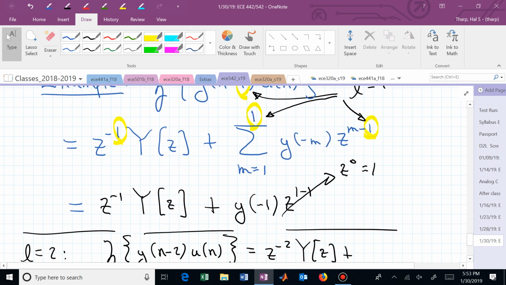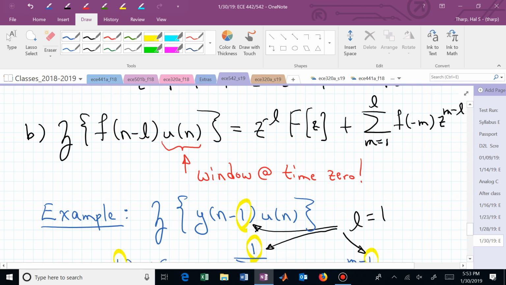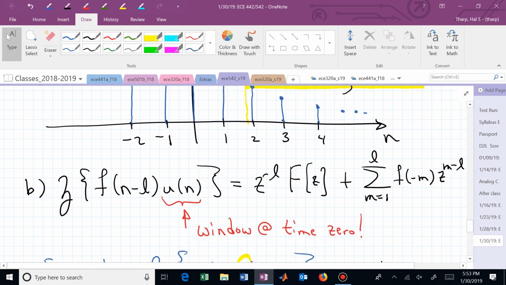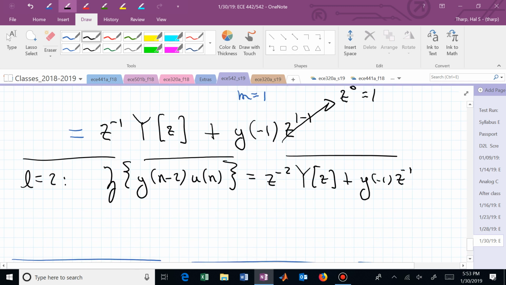But now if we use those additional terms here, I'm summing from m equal 1 up to 2. I should see two terms. I have y of minus 1 times z raised to the 1 minus 2, so that will be minus 1 power, plus y of minus 2 times z to the 2 minus 2, or 0 power, and so that z really doesn't even have to be accounted for. So that's what it looks like with L equal 2.